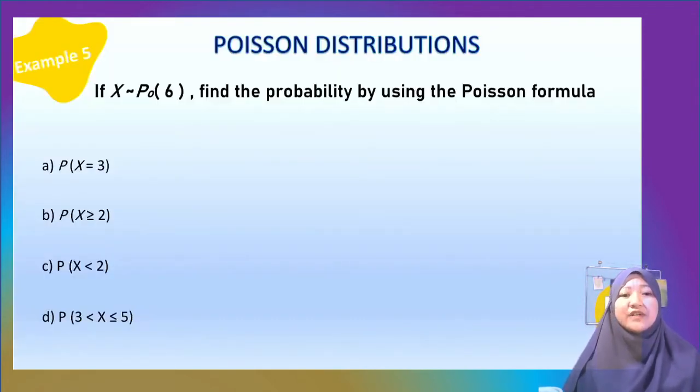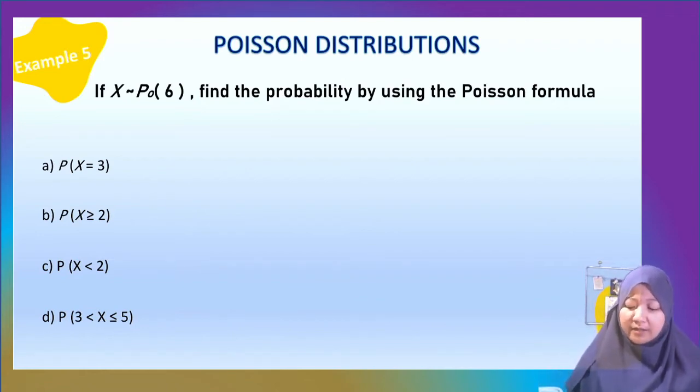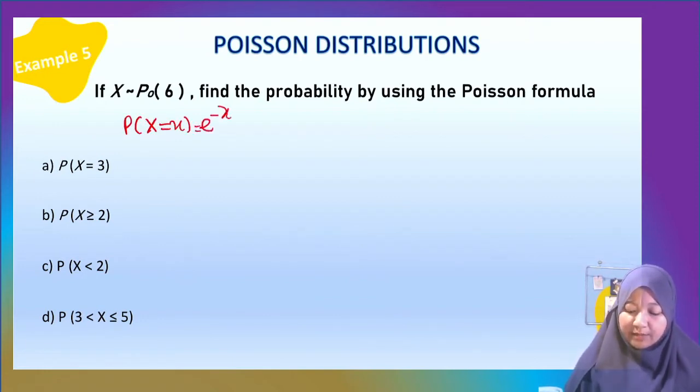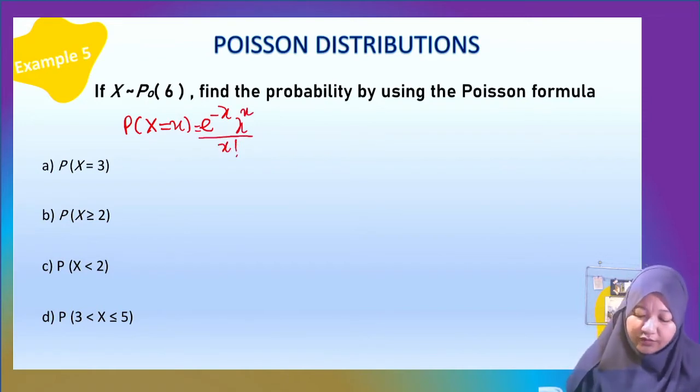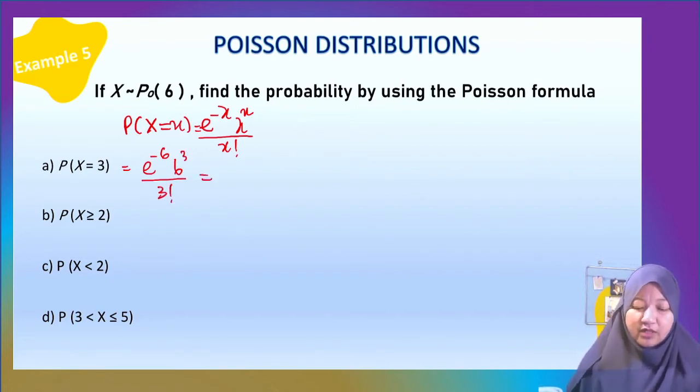Okay, now we look for example 5. If x distribute Poisson with lambda 6, find the probability by using the Poisson formula. Find x equal to 3. So by using the formula, remember that the formula is e power of negative lambda, lambda power of x over x factorial. So for this one, e power of negative 6, lambda is 6, 6 power of 3 over 3 factorial. Okay, use your calculator. We have the answer is 0.0892.